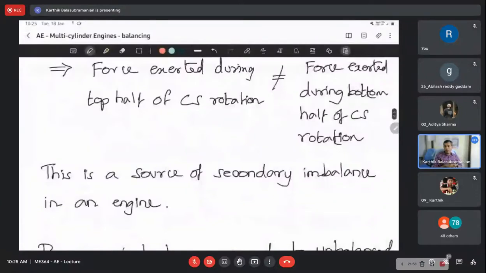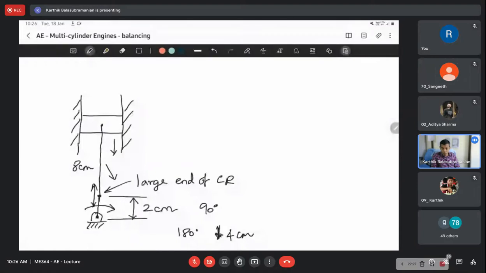So now how do we balance them? You consider a single cylinder engine. Am I still connected? I'm just getting worried. My screen gets stuck. But I'm still audible to all of you, right? Yes, sir, you're audible. I'm connected from two devices. I think the second one is giving some trouble. Okay, so now it's visible.